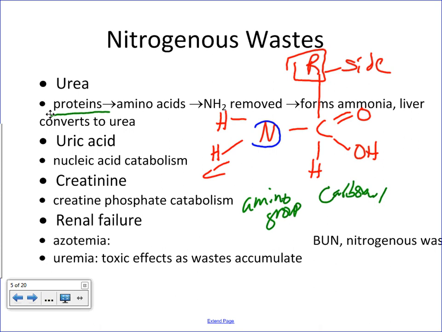So when we're metabolizing these proteins, this is the part we need to deal with. We need to get rid of that nitrogen. That's done in the liver, via what's called the urea cycle. We remove this group and then we form ammonia in the liver. We form ammonia.